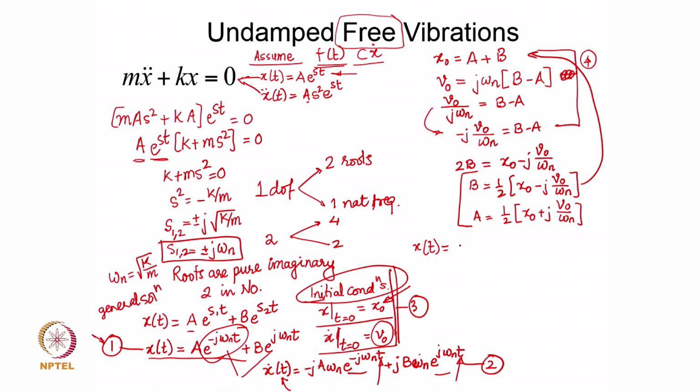Now, known in the sense, if I substitute for a, it is going to be half x naught plus j V naught over omega n e to the power minus j omega n t, and then plus half x naught minus j V naught over omega n e to the power j omega n t. Am I right? Because a and b are completely known in terms of, of course, the initial conditions that we will impose. Okay.